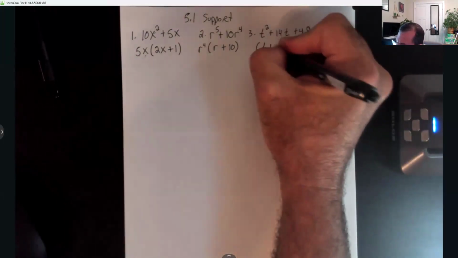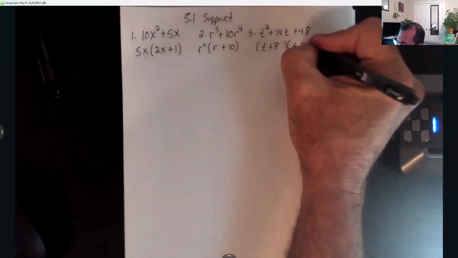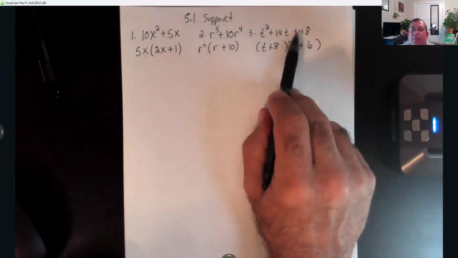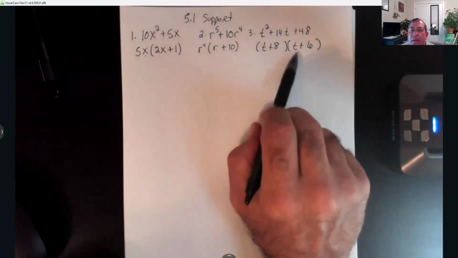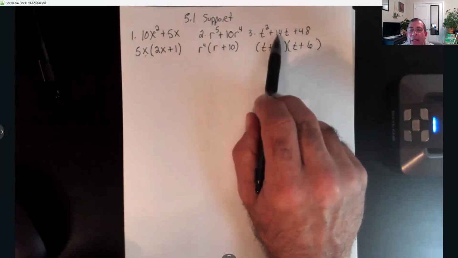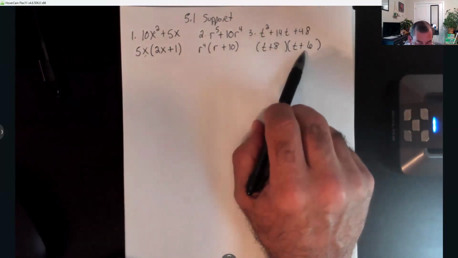So y'all get a t plus 8 and a t plus 6. So they're both positive because the last one's positive. Both of these factors are positive like the middle. And then factors of 48 that had to get 14 were 8 and 6.